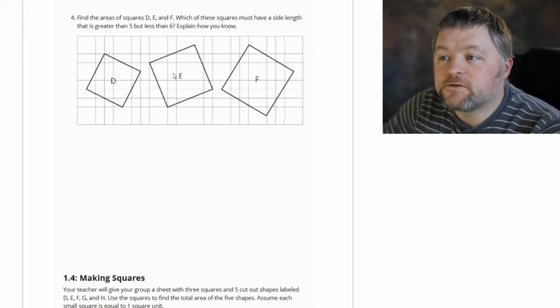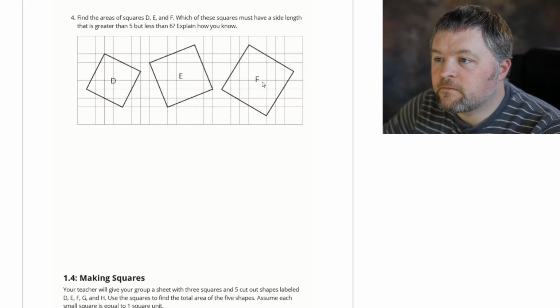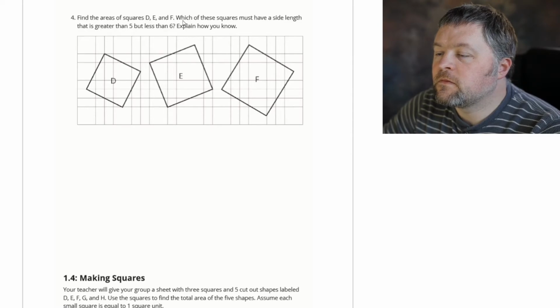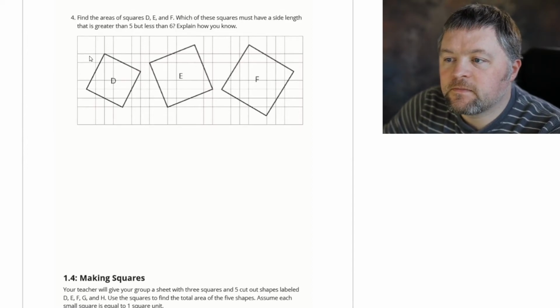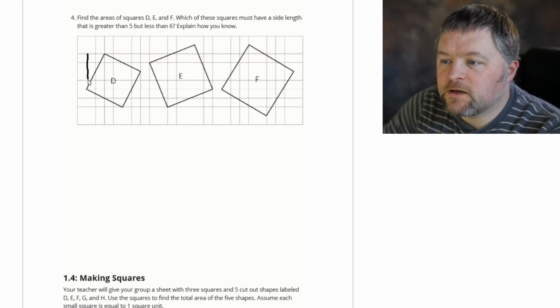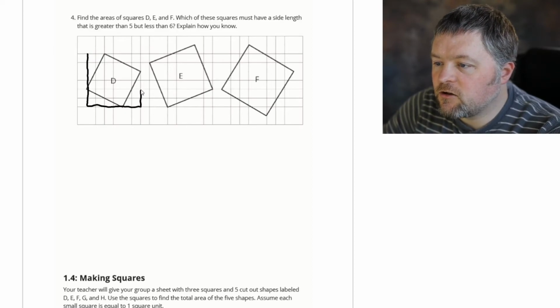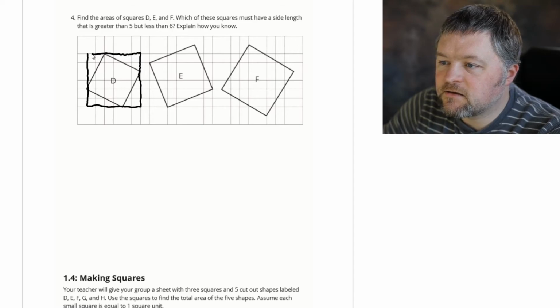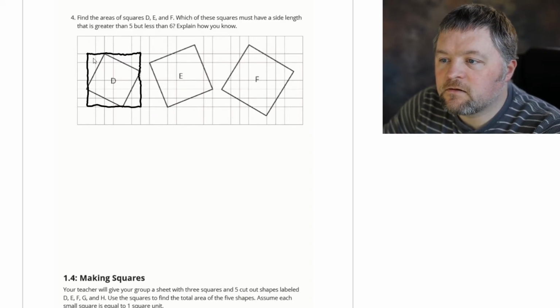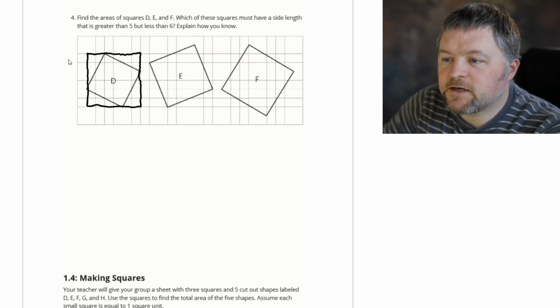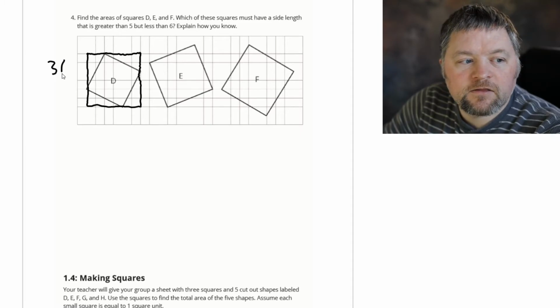Find the area of squares D, E, and F. Which of these squares must have a side length which is greater than 5 but less than 6? So let's do what we did before. Enclose this in a nice horizontal, vertical square. What is our outer dimension? 1, 2, 3, 4, 5, 6. 6 by 6 is 36.